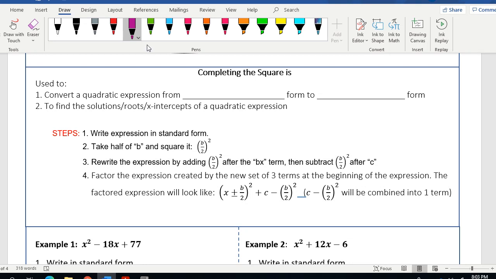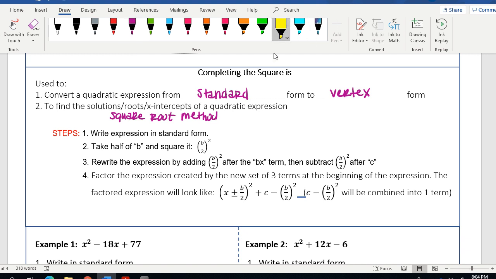All right, so now let's go complete the square, which is again converting a quadratic expression from standard form to vertex form. And one of the reasons that we might want to convert from standard to vertex form is so that we can actually solve by the square root method, which we have done. And when we're solving by the square root method, that's when we are finding our solutions, these roots, these x-intercepts, where the parabola crosses the x-axis.